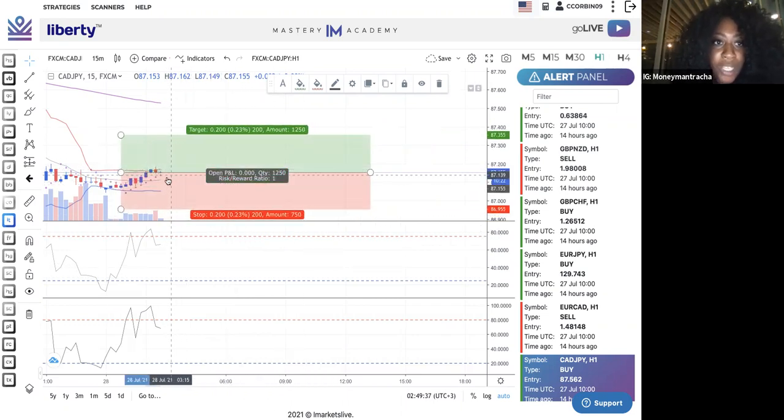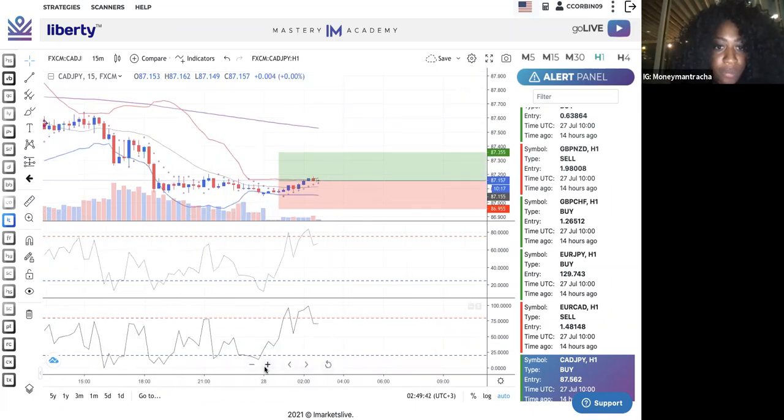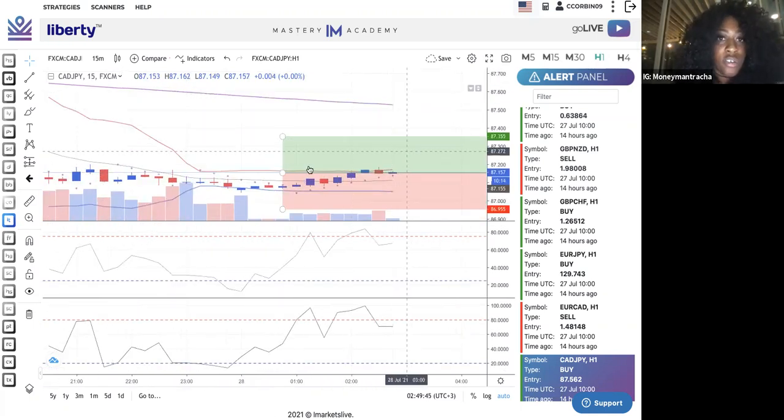If it's a buy, you place this box. You want to place the green where the candle starts. So let me just show you, for example. And if it's a sell, you do the same thing. So since it's a go long, the green is at the top.